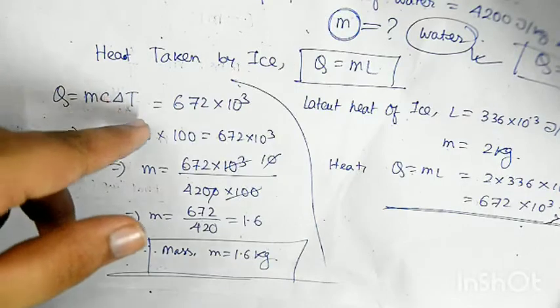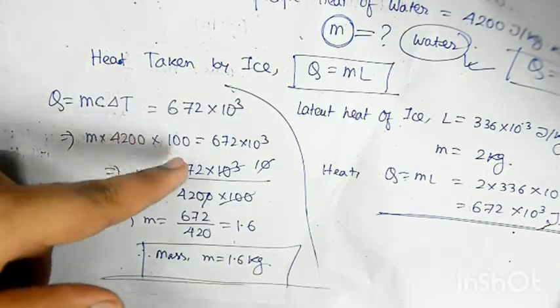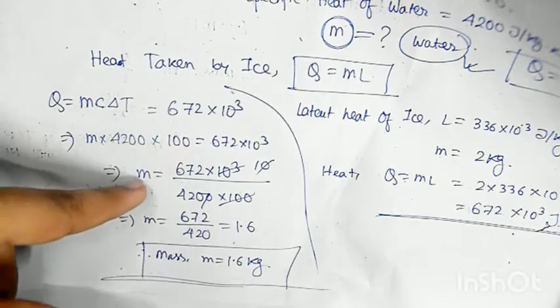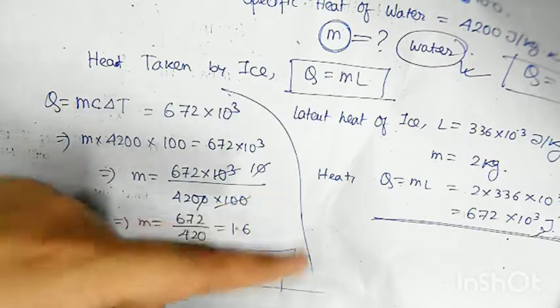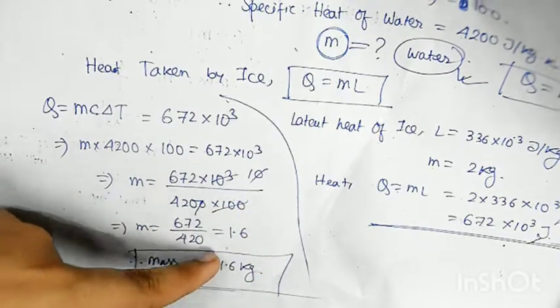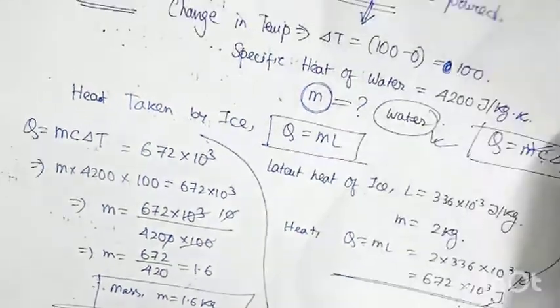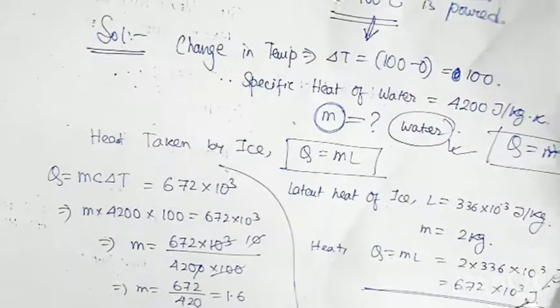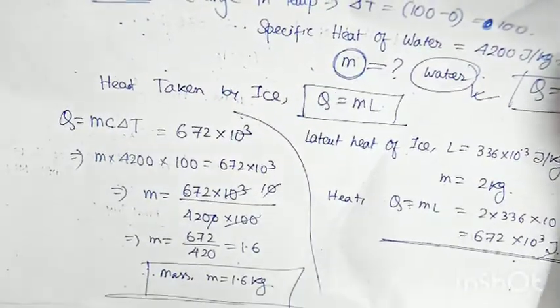So mc delta T is 672 into 10 to the power 3. C given, delta T given. So m must be calculated by dividing them. So just divide, do your calculation. You will find out the mass of the water required is 1.6 kg. So this is how we calculated how much heat must be supplied by water to melt 2 kg of ice.